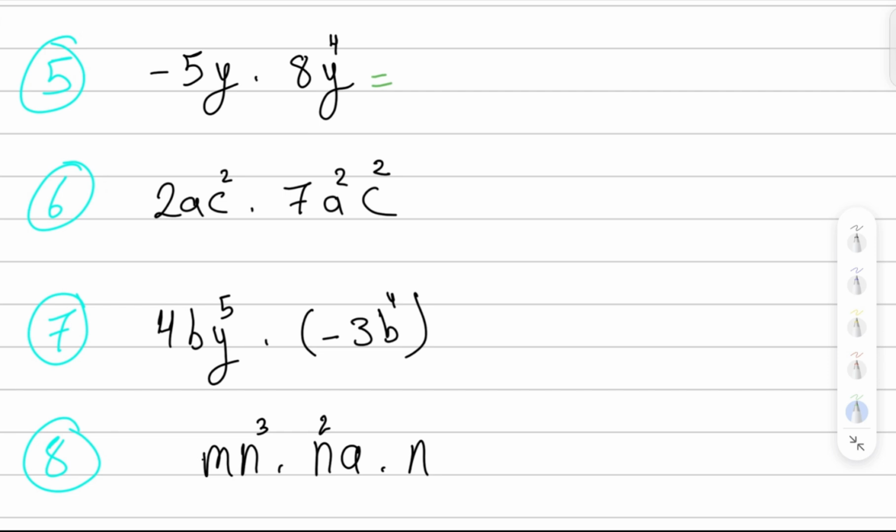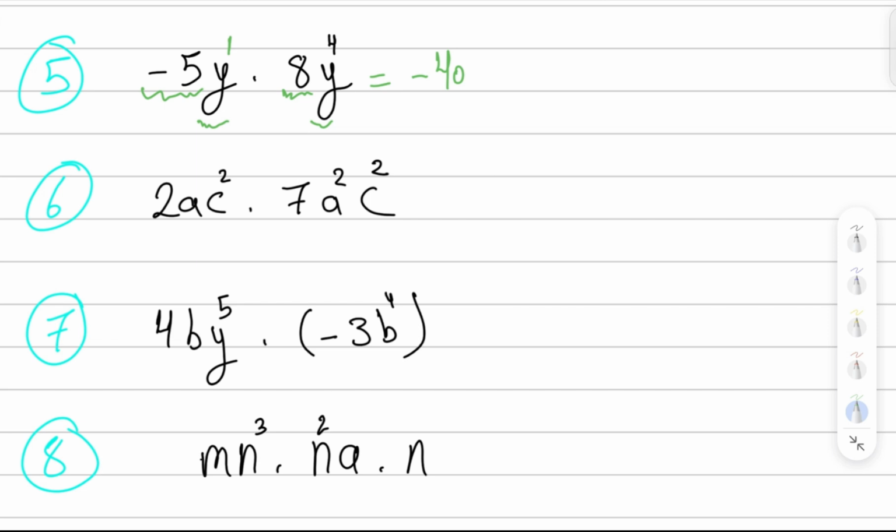Okay. The first one. As we said, we're going to multiply the numbers first by each other. 5 times 8 is 40, and we have a negative, so negative times positive is negative. Negative 40. Now let's do the variables. We have y times y to the power 4. Remember, if there is no exponent, that means the exponent here is 1, but we don't write it. So the bases are similar, we can easily add the exponents. 1 plus 4 is 5. y to the power 5. Next one.